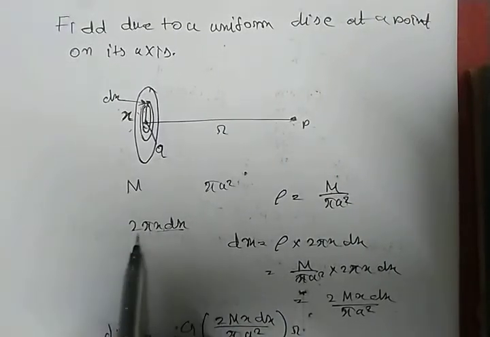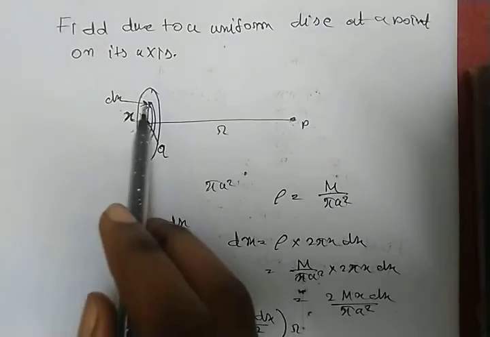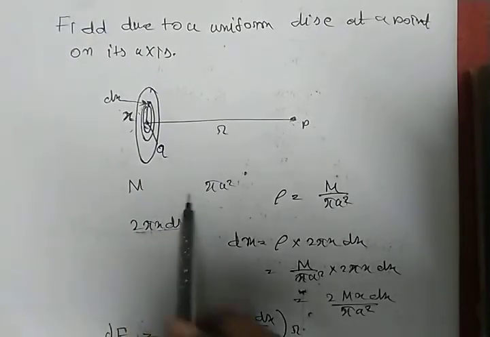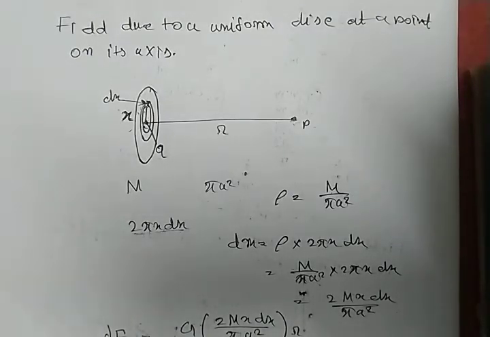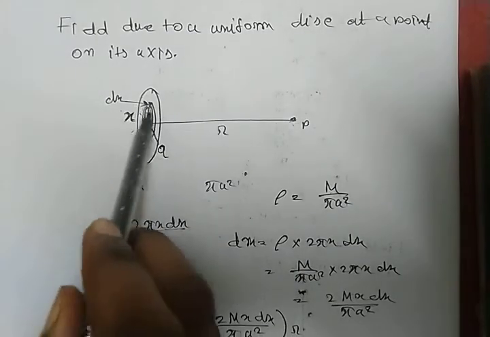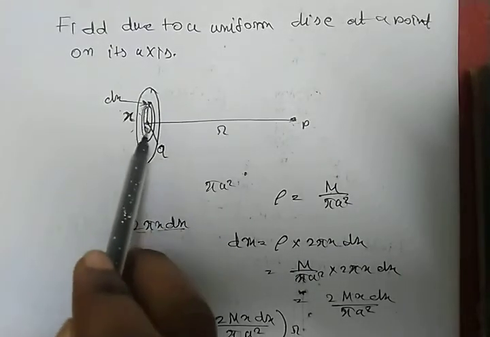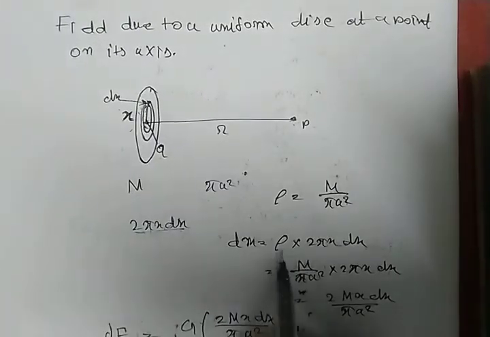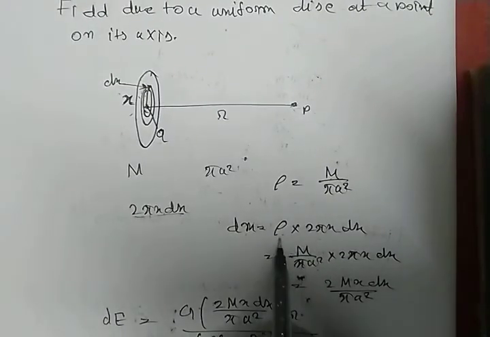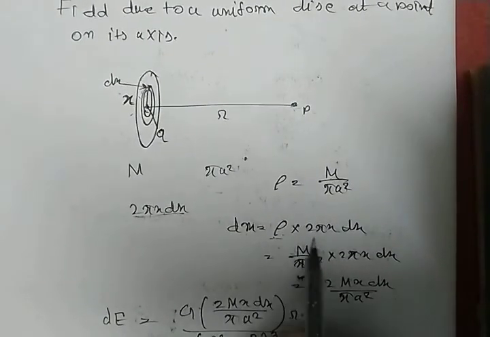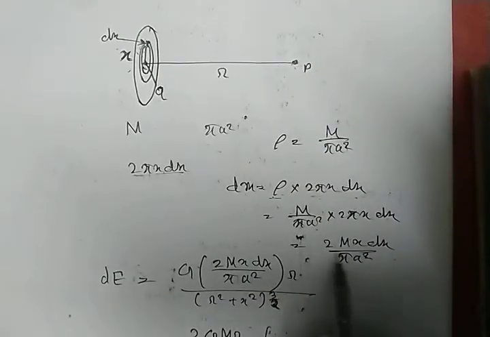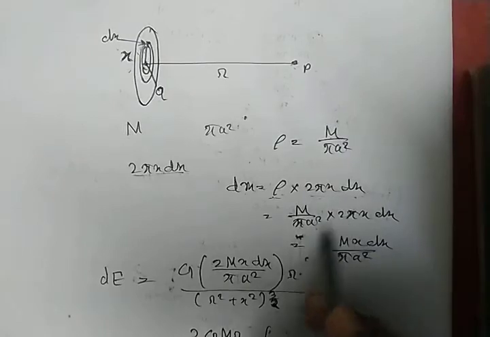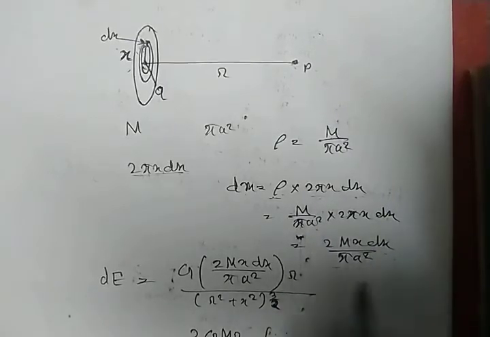Now, I've already told you that the area element is 2 pi x dx, so I can find the mass element. To find the mass element we just multiply the area element with the density, and that gives the mass of this elemental area. After multiplying and cancelling out the two pi's, I've got this.